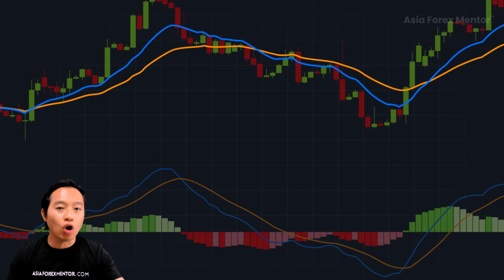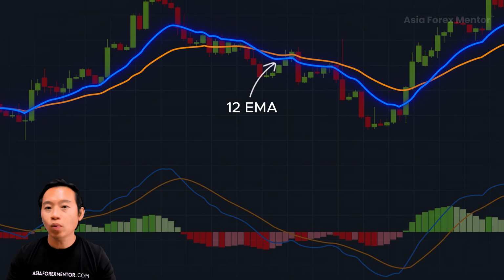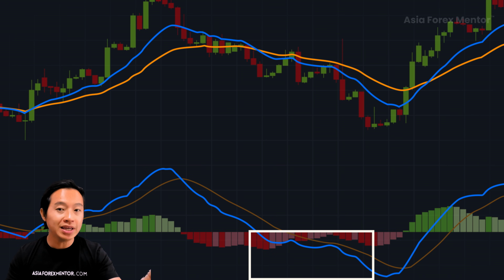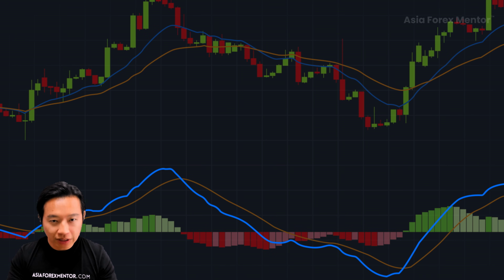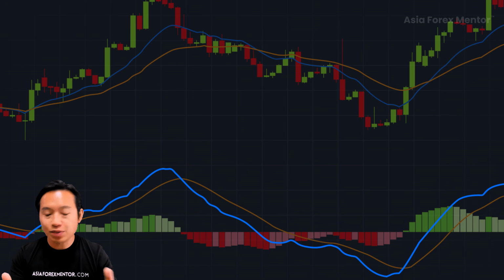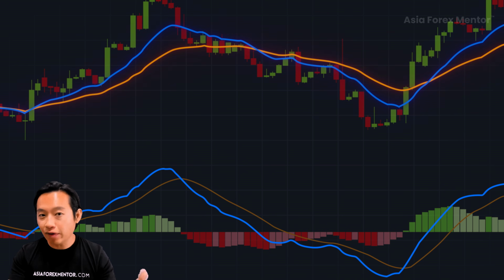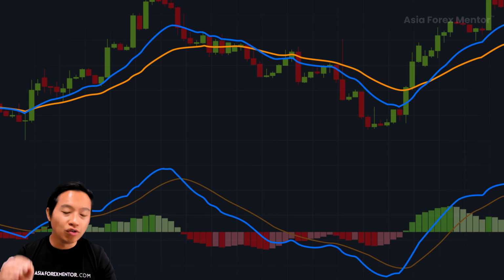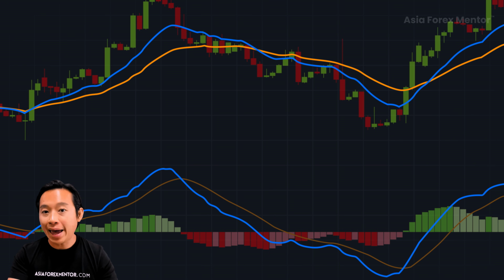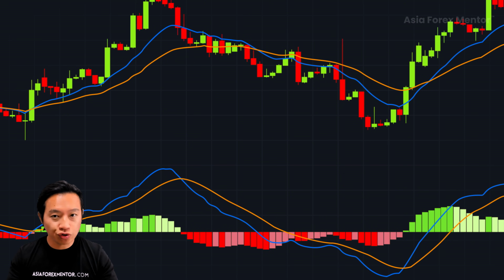Now, if the opposite happens and the 12-day EMA is lower, it shows a downward momentum, and the MACD line will be negative. So in short, the MACD line is just the difference between these two averages, telling you how the recent price movement compares to the longer term. Take a look at this example. It's pretty straightforward, isn't it?